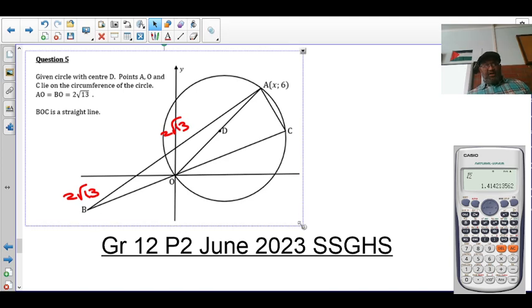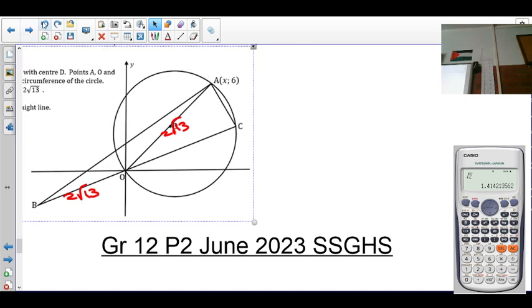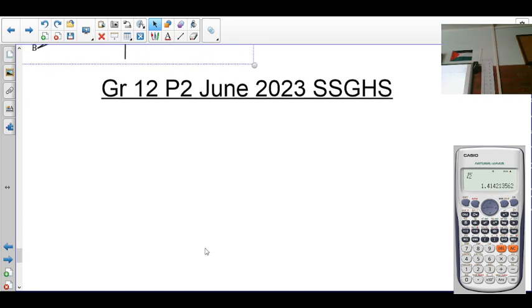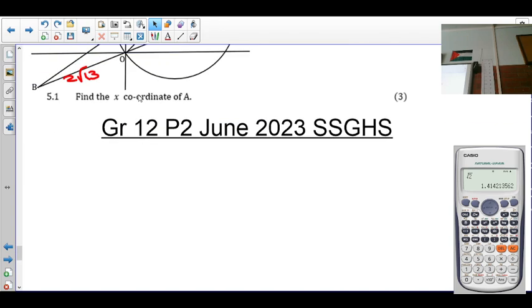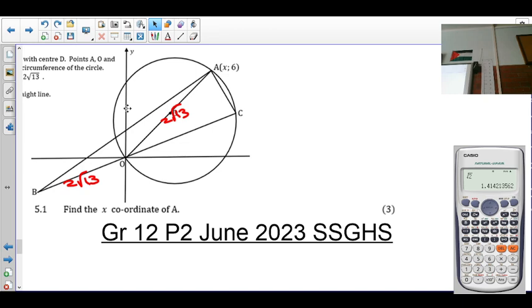In question 5 we are told, given circle center G, points A, O and C lie on the circumference of the circle, then we are told that OA is equal to OB, which is equal to 2 root 13. Then we are told that BOC is a straight line. The first question says, find the x coordinate of A.